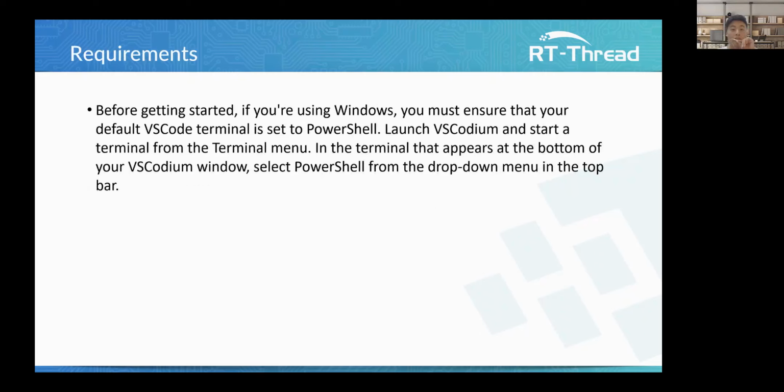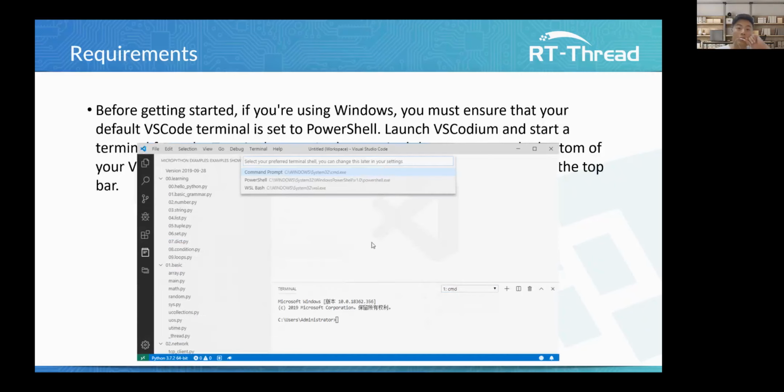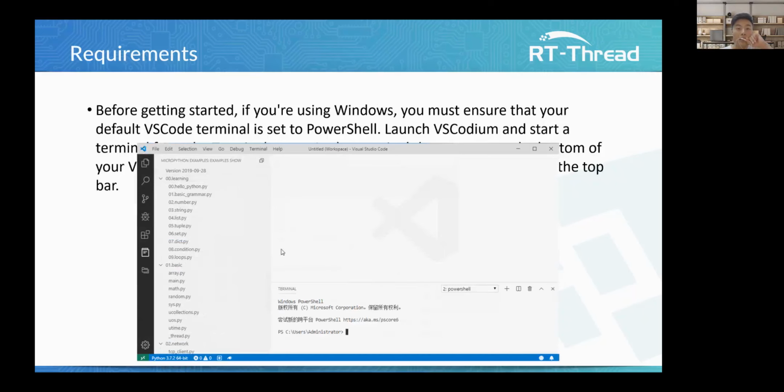Before getting started, if you are using Windows, you must ensure that your default VS Code terminal is set to PowerShell. Launch VS Codium and start a terminal from the terminal menu. In the terminal that appears at the bottom of your VS Codium window, select PowerShell from the drop-down menu in the top bar.